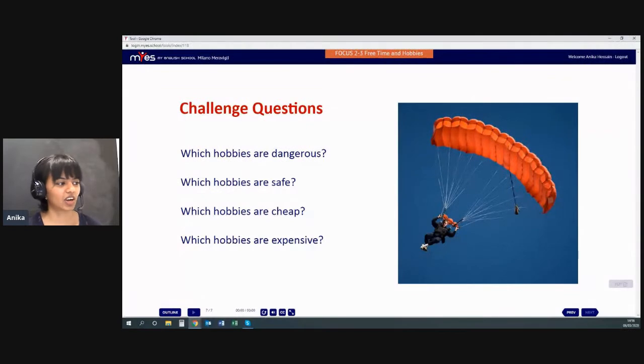Now, moving on, let's talk about challenge questions. Which hobbies are dangerous? Dangerous things are not safe. They may be harmful or cause problems, right? Could cause health problems or create emergencies. Which hobbies are dangerous? In my opinion, some extreme sports can be dangerous. For example, rock climbing can be dangerous. Rock climbing is when you climb up a mountain with a lot of rocks around you.